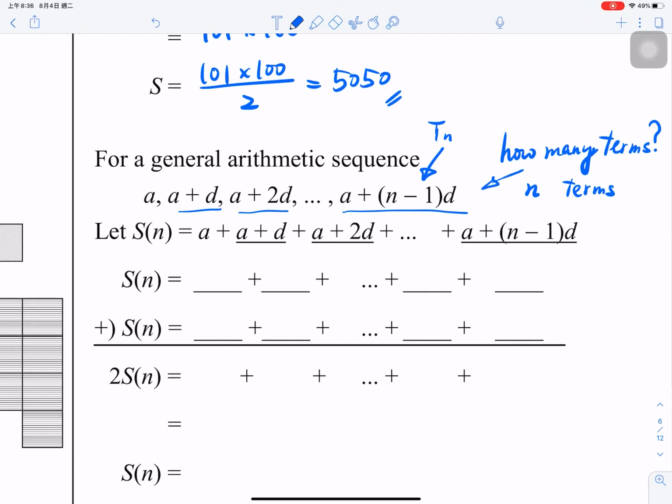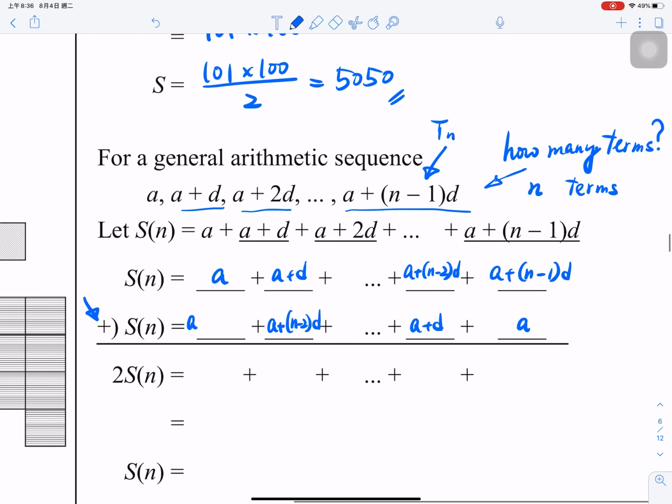Right. So here Sn is A, A plus D, up to A plus n minus 2 D, and the last term A plus n minus 1 D. Add up one more series, reversed: the first becomes A plus n minus 1 D, then A plus n minus 2 D, and the last one becomes A.